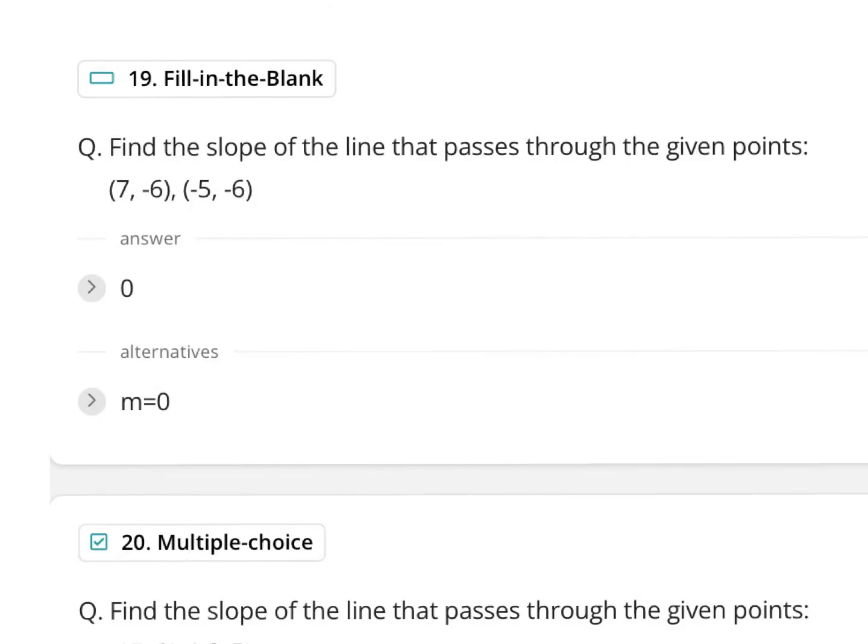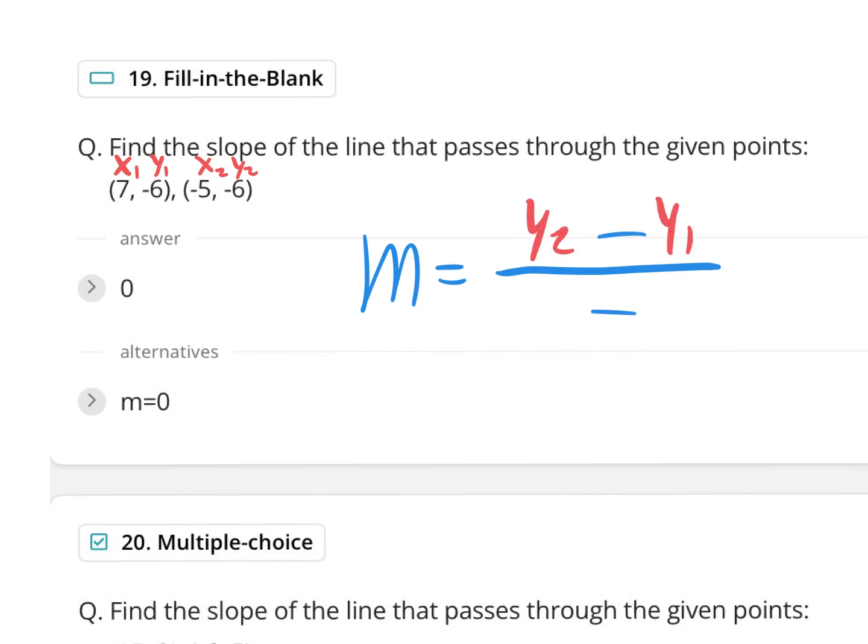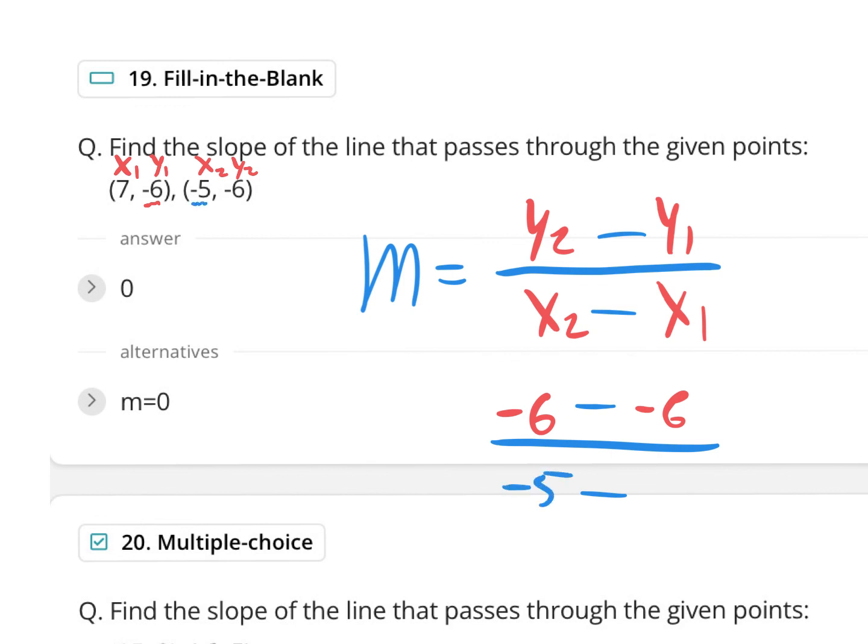Another equation that needs the slope formula: you have these 2 points. Each of those points is an x value and a y value. That's your first one. Here's your second one, x2, y2. And you want to use the slope formula. The slope formula is m equals, always start with the division and the subtractions, and then plug in your y2 value, your y1 value, your x2 value, and your x1 value. So once again, plug in your y2, which is negative 6, your y1, which is also negative 6, your x2, which is negative 5, and your x1, which is 7.